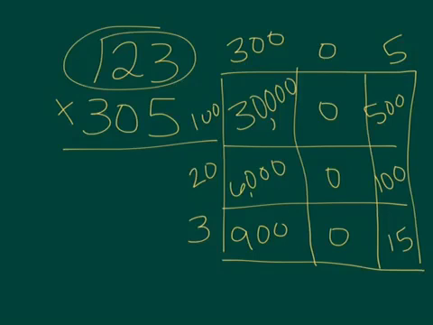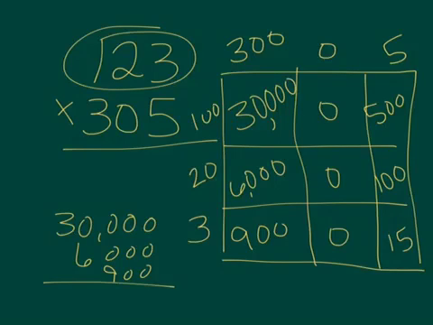At this point, I have an option. I can either add up all of my numbers or I can look at my partial products. I'm going to go ahead and look at partial products, first adding up the numbers in the first column. Off to the side, I have 30,000, 6,000, 900. When I add up those numbers, I have 36,900.